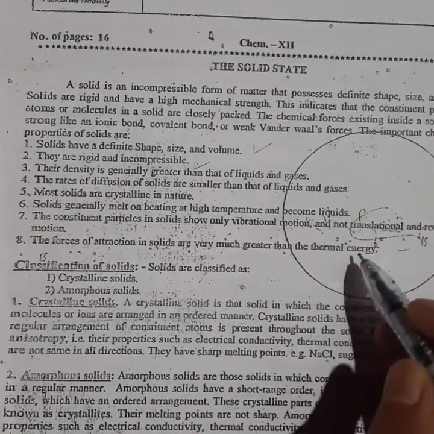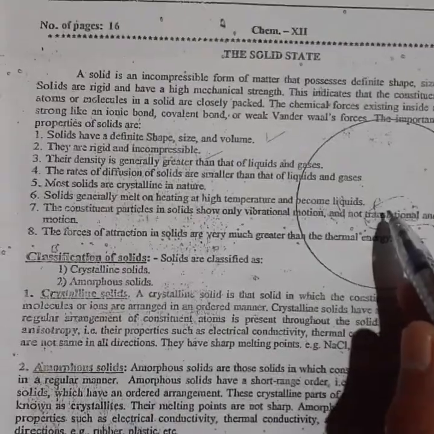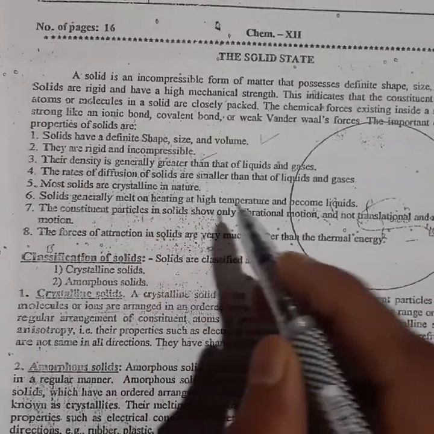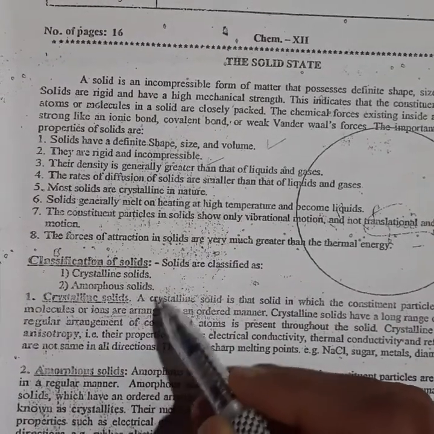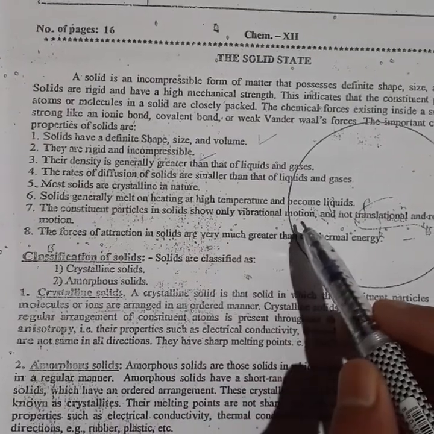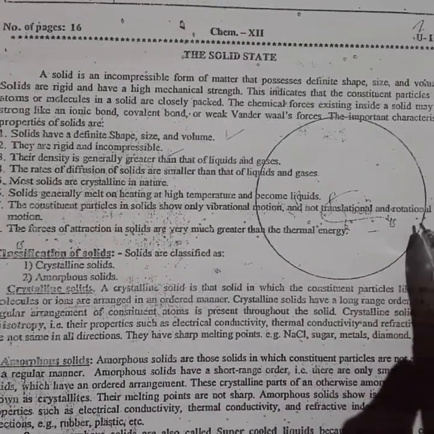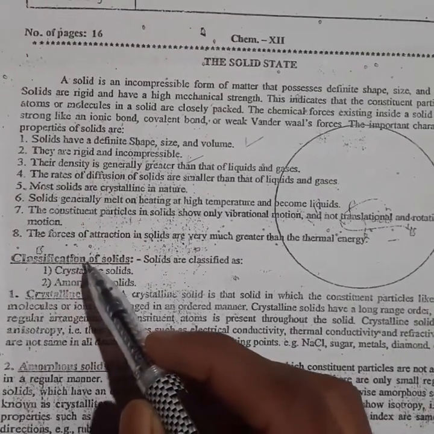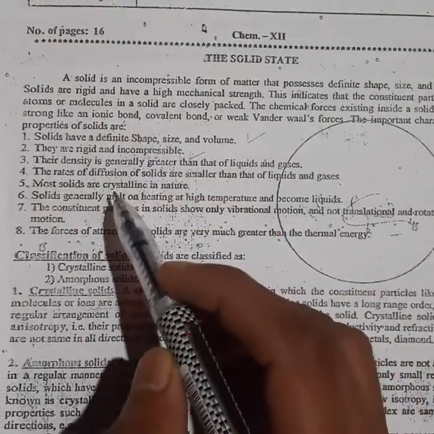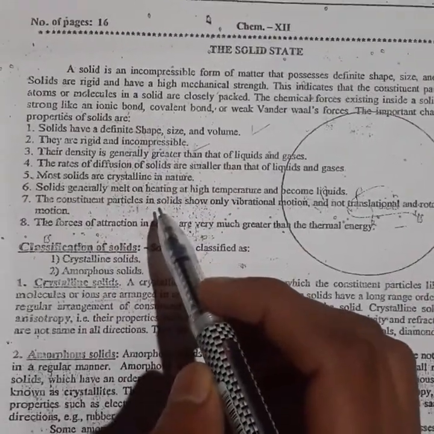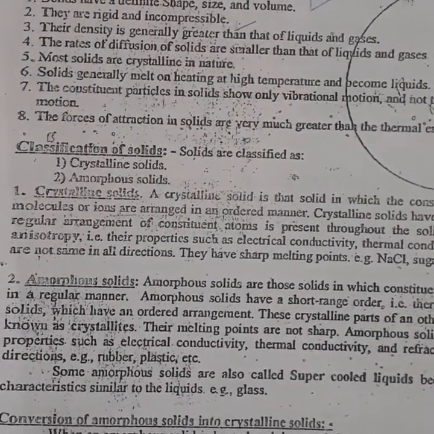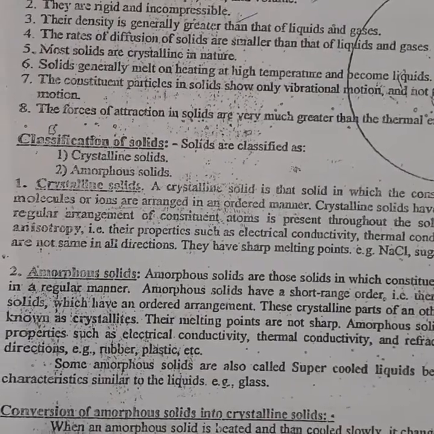For example, the melting point of iron is very, very high as compared to the melting point of water, as iron is a metal. The constituent particles in solids show only vibrational motion and not translational and rotational motion. The forces of attraction in solids are much greater than the thermal energy. So these were some characteristic properties of solids. Now, what about the classification of solids? Solids are classified as crystalline solids and amorphous solids.